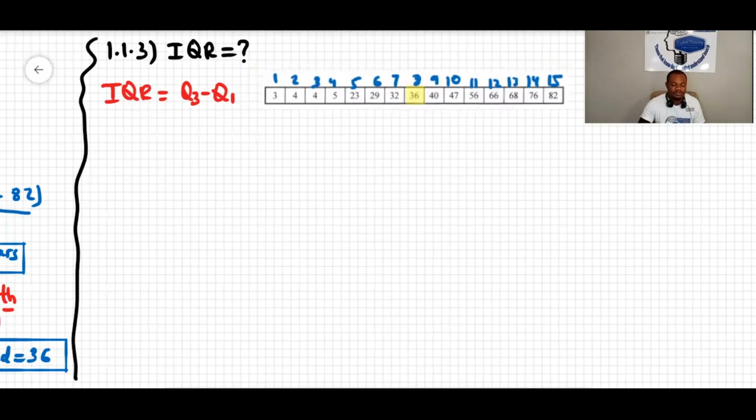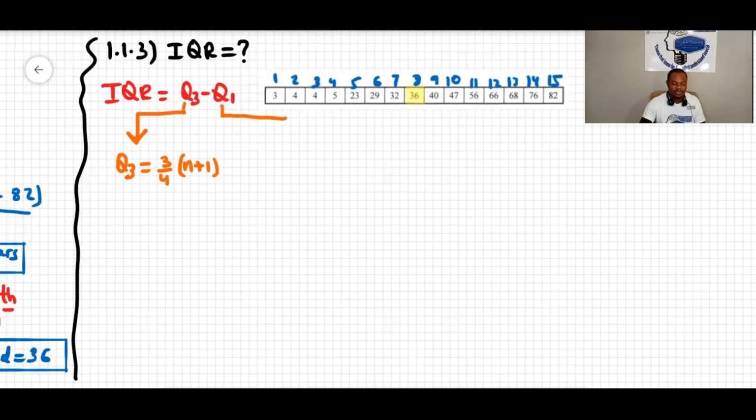Now, the interquartile range. So I need first to find the third quartile. From here, I have two unknowns. Let's say we're going to find first the third quartile. Q3 will be 3 over 4, open bracket, n plus 1. And then that was Q3.